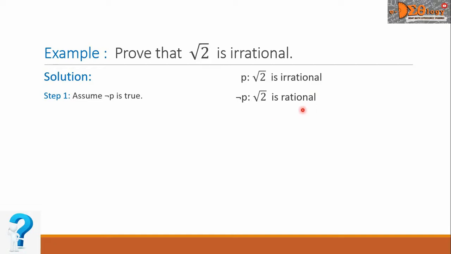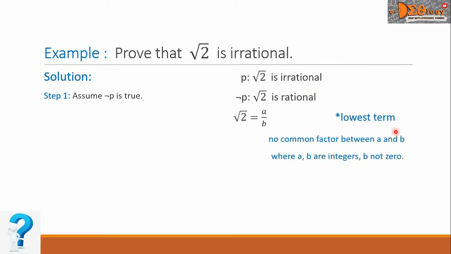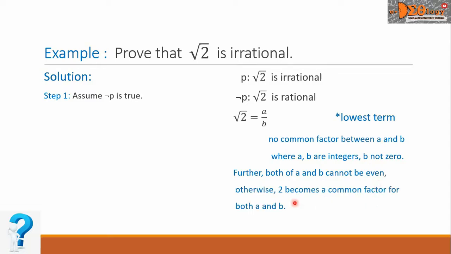If square root of 2 is rational, we can show that square root of 2 equals A over B. This A over B must be in lowest terms. It means there is no common factor between A and B, where A and B are integers and B not equal to 0. Further, both A and B cannot be even integers. Otherwise, the number 2 becomes a common factor for both A and B.